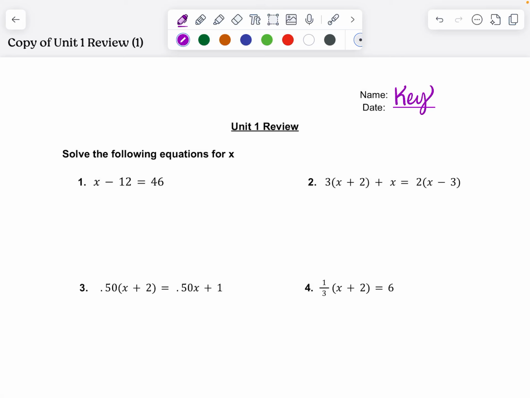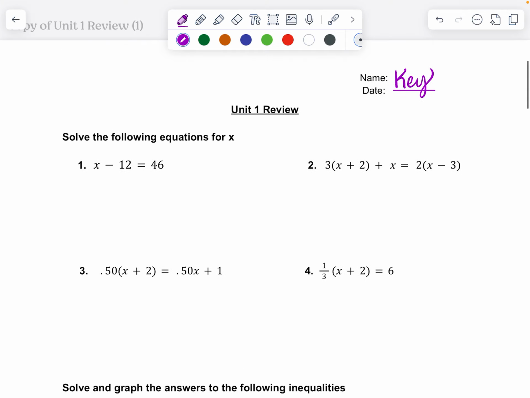All right, guys, so I'm just going to run through how to work out all the problems on the review. Again, as usual, feel free to fast forward, pause, rewind, whatever you need to do to make sure that you understand every concept and that you are ready for your Unit 1 test. Okay, so here we go.